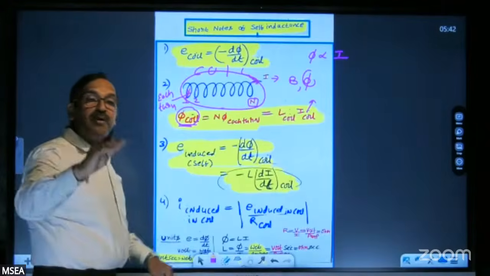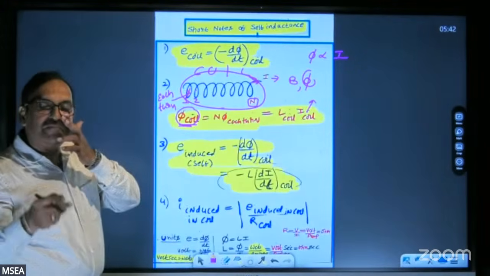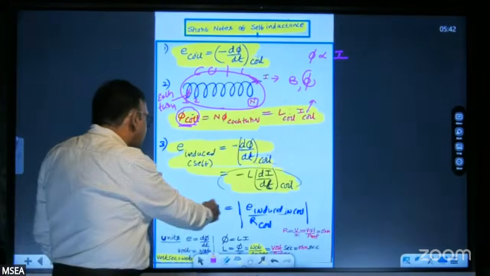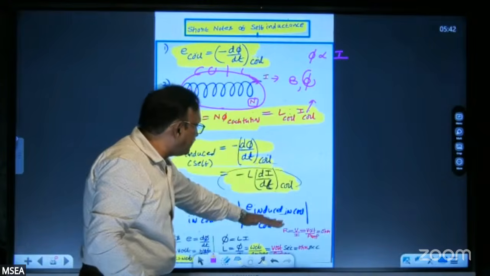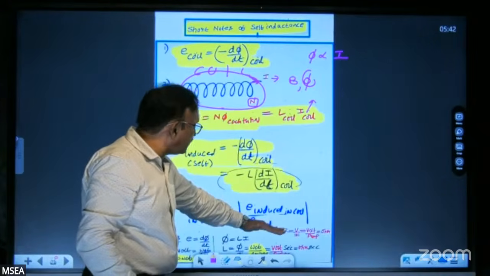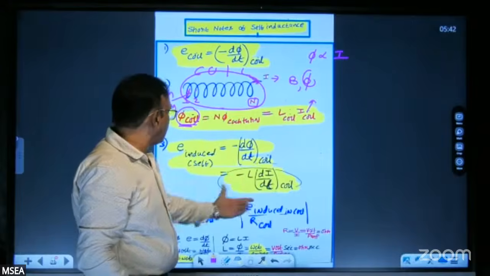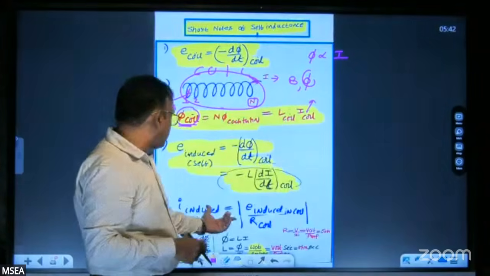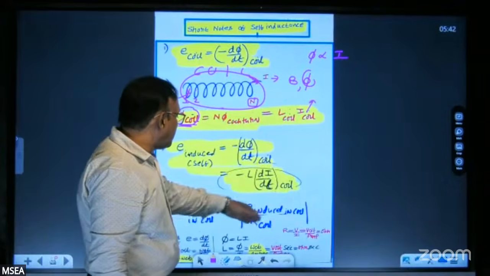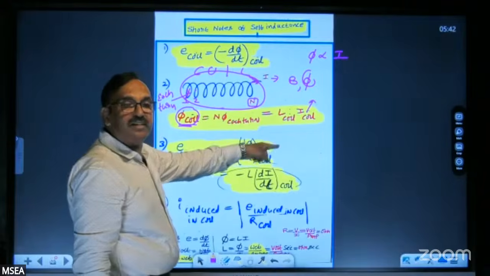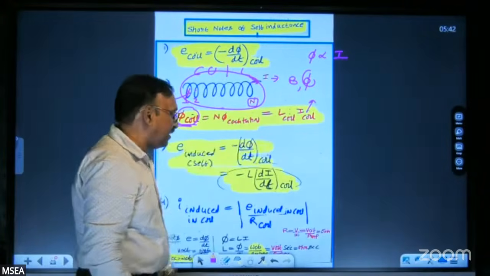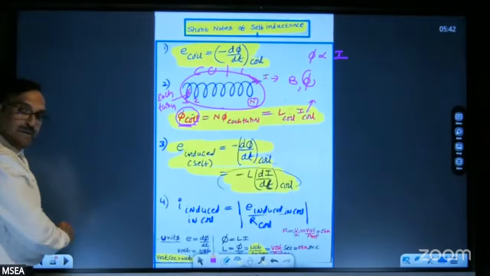What is the formula for current induced? Whenever EMF is induced, current is induced. Current induced in the coil is nothing but EMF induced divided by resistance. That point you know from current electricity, we already used it. The unit of self-inductance you must be knowing is Henry.